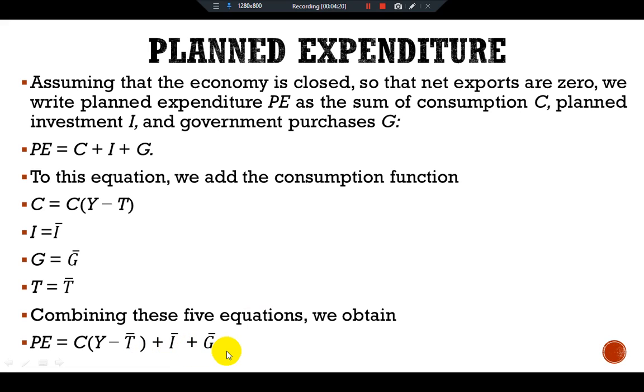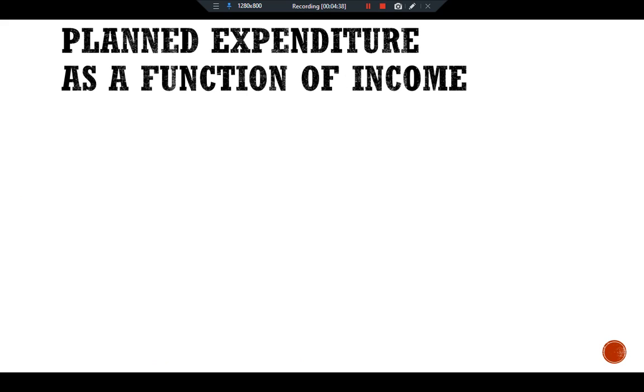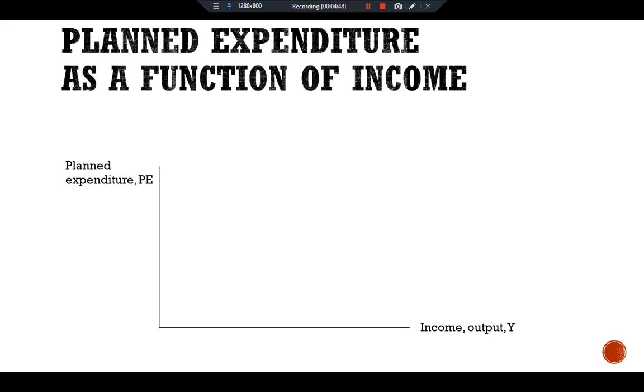This equation shows that planned expenditure is a function of income, the level of planned investment, and the fiscal policy variables G-bar and T-bar. So let's see a graphical presentation of that. Planned expenditure as a function of income: we have income, output Y on the x-axis and planned expenditure PE on the y-axis. Here we have an upward-sloping line that represents planned expenditure PE = C(Y - T-bar) + I-bar + G-bar. This graph shows planned expenditure as a function of the level of income.